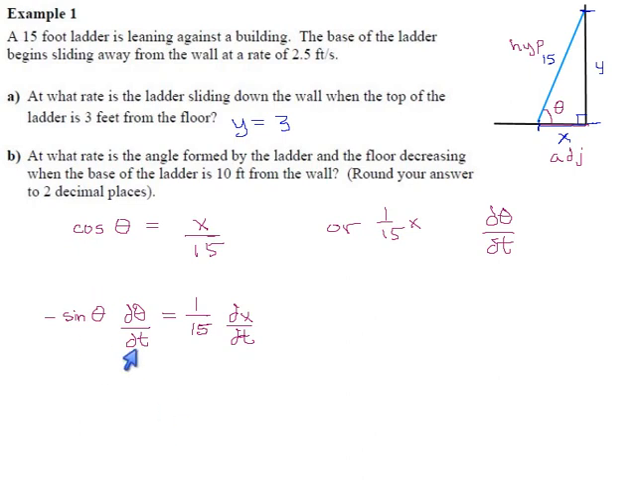This d theta dt is the thing they're asking us to solve. So we must isolate this. dx dt, we've already been given, it's 2.5. That's how fast x is increasing. So we want d theta dt, and that is 1/15. We're going to divide both sides of this by negative sine theta, so you end up getting this kind of awkward looking thing. There's the negative, and then we divided by sine, so I put it in the denominator, and then we have dx dt.